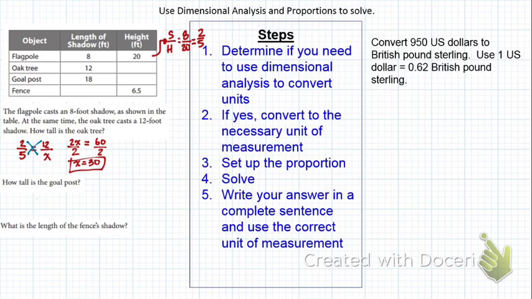That's how we do the goalpost now. So if I know that the oak tree is 30, how tall is the goalpost? So again, you're going to set up the proportion. You have two fractions equal to each other, and you're going to cross multiply. Okay, so let's pause the video here for students to attempt to do this.